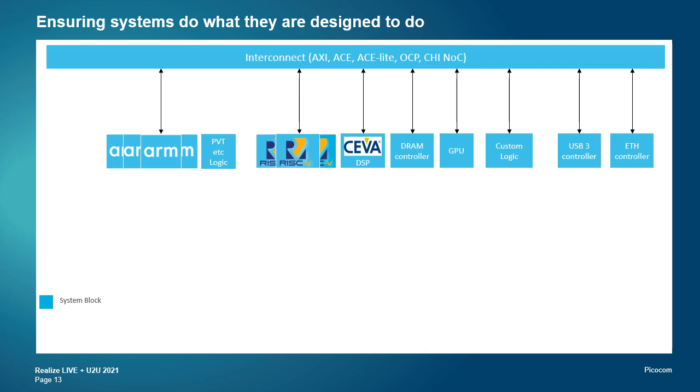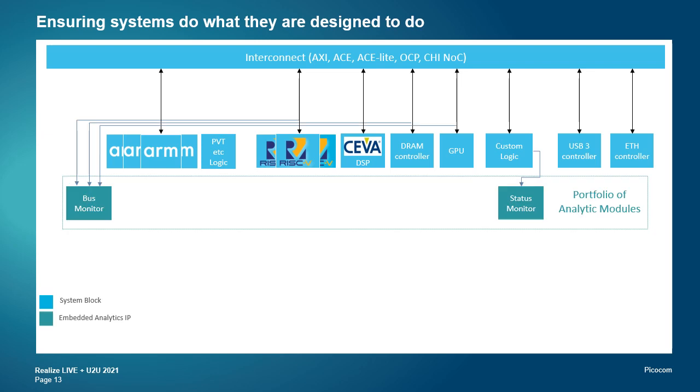I'm doing this in the context of a generic SoC system, which you can see here colored light blue. Embedded Analytics provides 4 classes of hardware IP, all delivered as Verilog for instantiation into the SoC design. The first category we call analytics modules. We have a portfolio of them, but for the moment I'm just showing 2 of the more complex ones in the teal color or green-blue color.